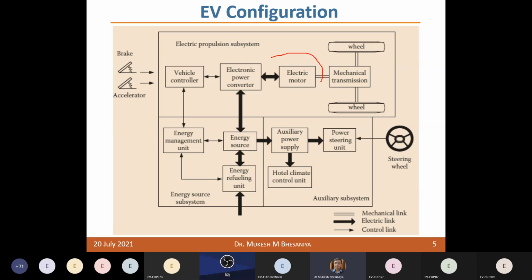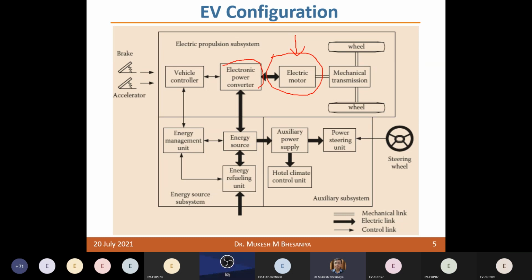Based on the type of EV that you are using, you have either a DC motor, or an induction motor, or a permanent magnet brushless motor, or even a switched reluctance motor. So different types of motors are used by the different manufacturers of electric vehicles.